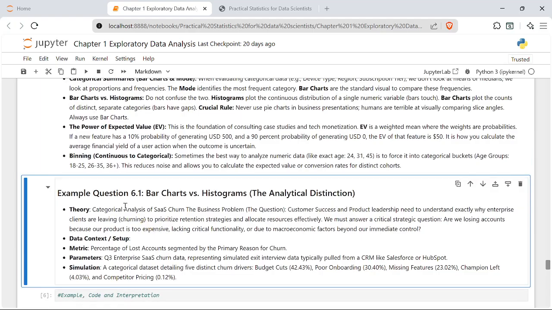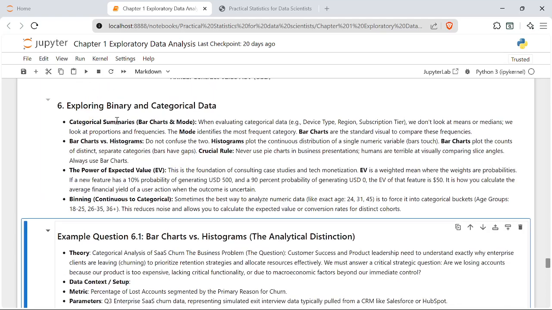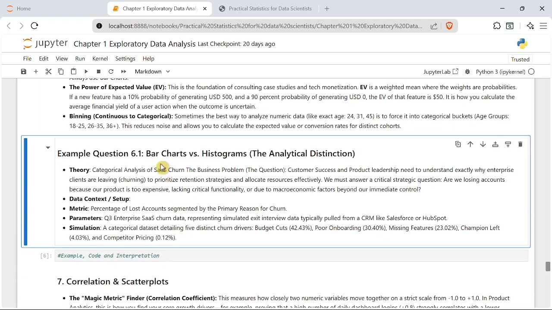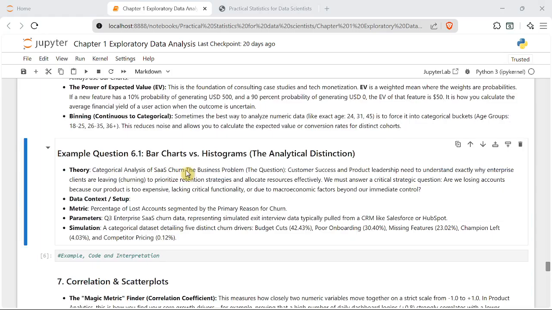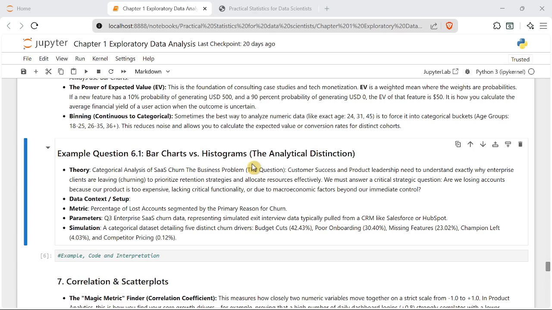So here is an example question. Example question 6.1, bar chart versus histograms. Okay, so to understand this topic, we are going to solve this question. So the hook, explaining the business problem.